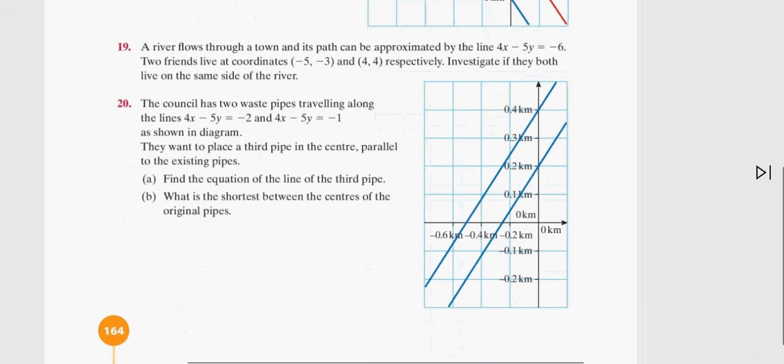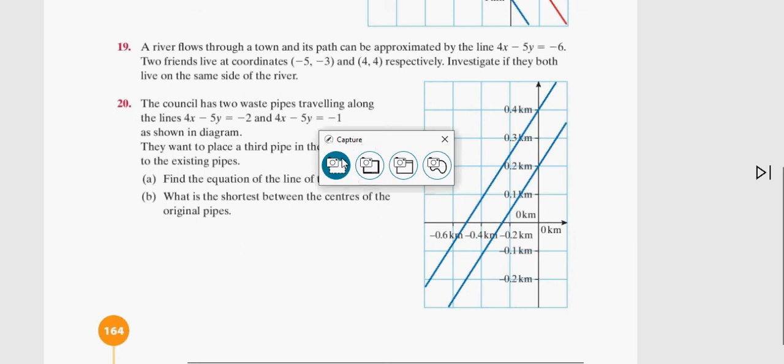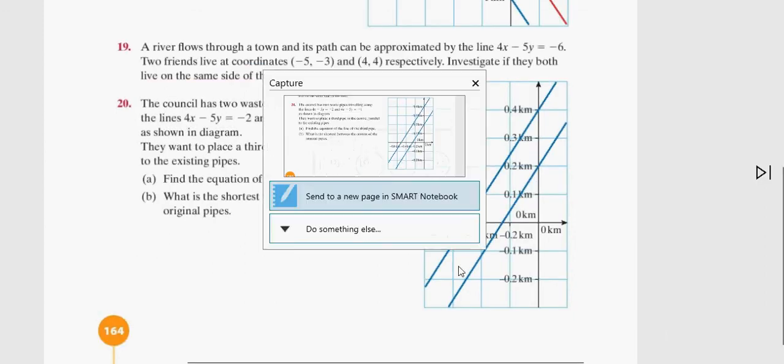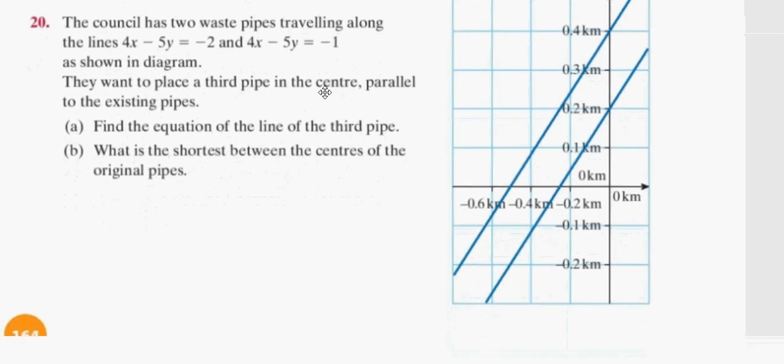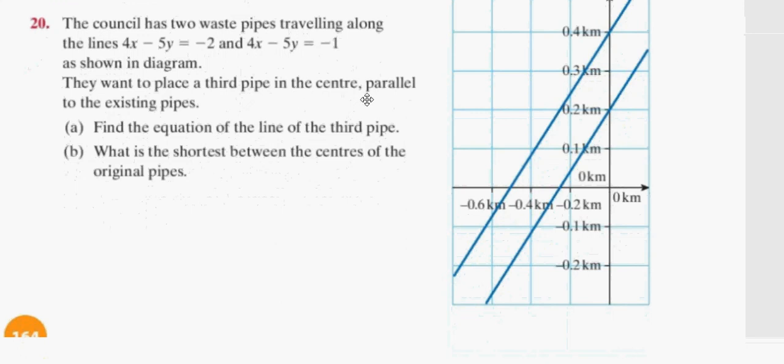Question 20. That's unusual. So, anybody care to tell me how you might do question 20? They want a third pipe in the center, parallel to the existing pipes. So where do you think that pipe's going to end up? Somewhere dead center. Are you okay with that? Now I have an idea. Here's my idea for doing this question.